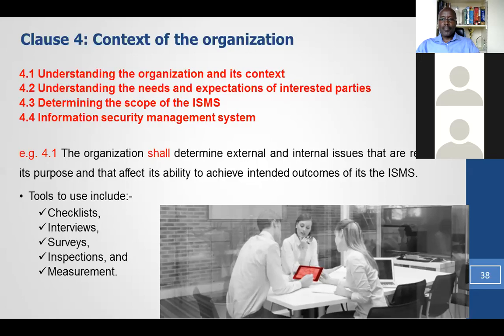Some of the tools that you can use to achieve this are checklists. You can do interviews with those interested parties. Checklists are where you give people lists to tick and ask them questions about what their requirements are. You can do surveys, survey your users, both internal and external. You can inspect what the organization does, and you can measure what the organization does in order for you to determine what your external and internal issues are that are relevant to information security.